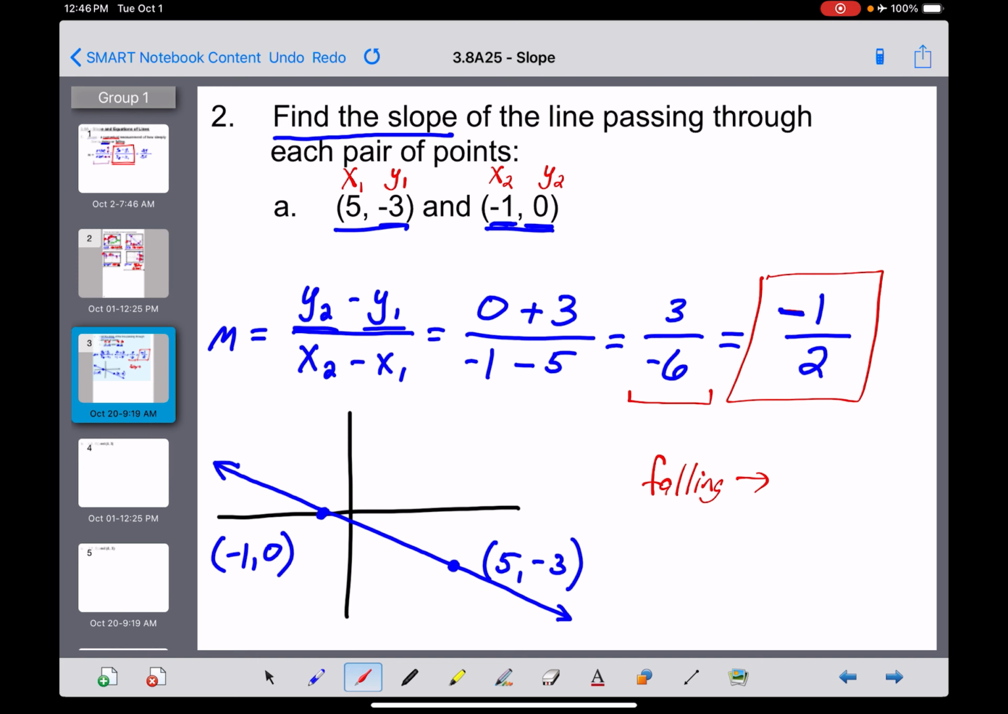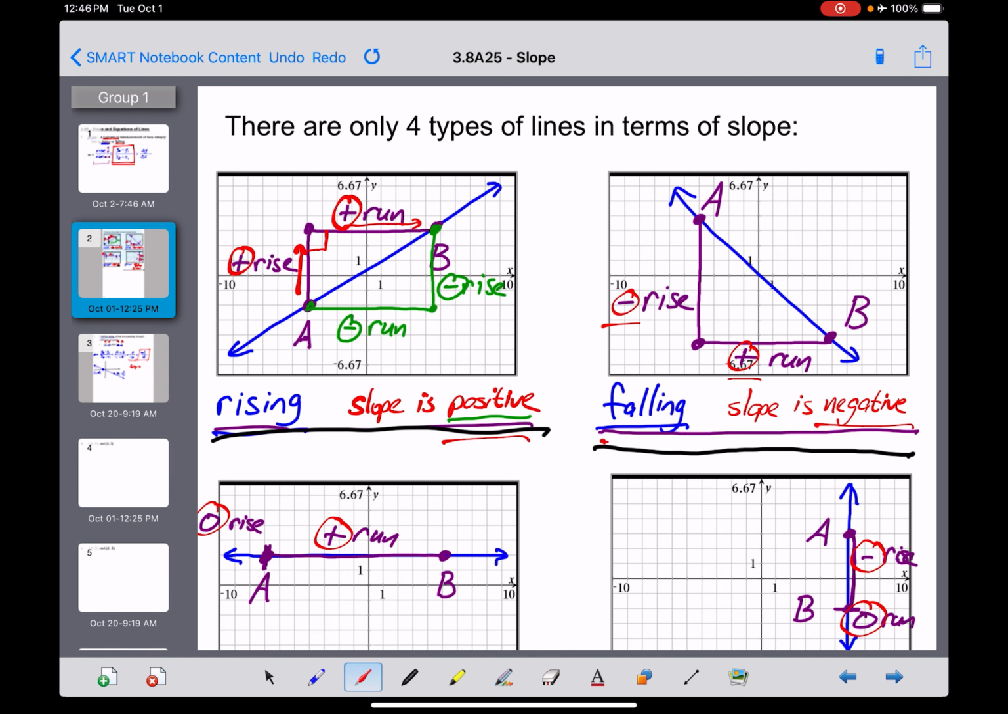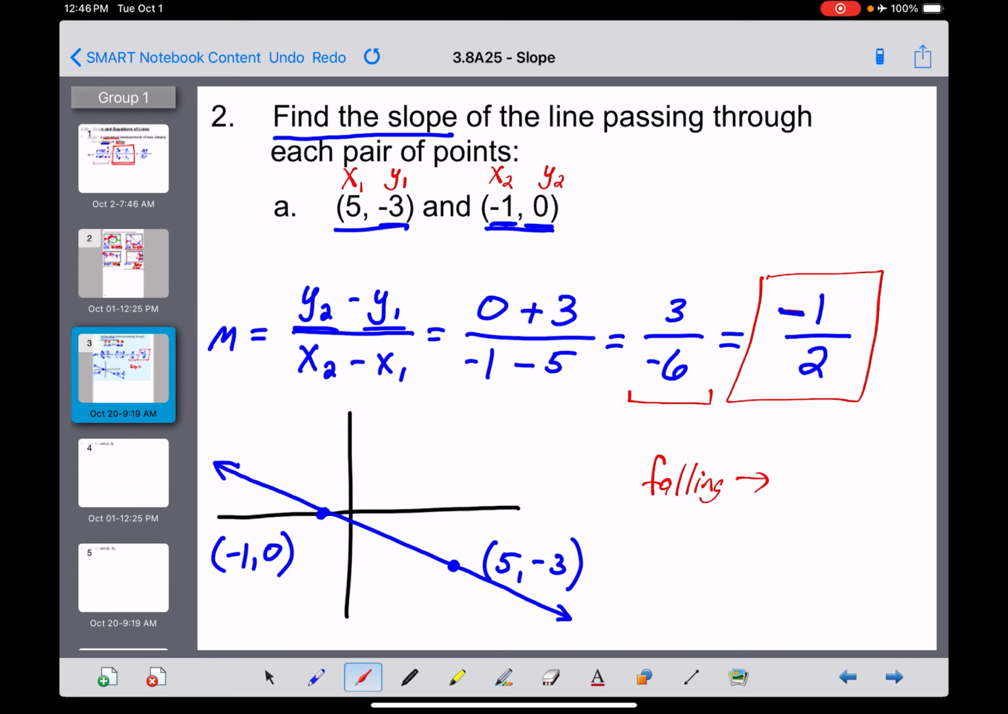And so, if we go back to this last slide we talked about right here, every line that's falling from left to right has to have a negative slope. So that means, sorry guys, that our slope right here should be negative because the line is falling, and sure enough, we came up with a negative slope. Now that doesn't guarantee that we got the whole problem right, but if we had gotten a positive slope, or 0 or undefined, that would guarantee that we got the problem wrong.